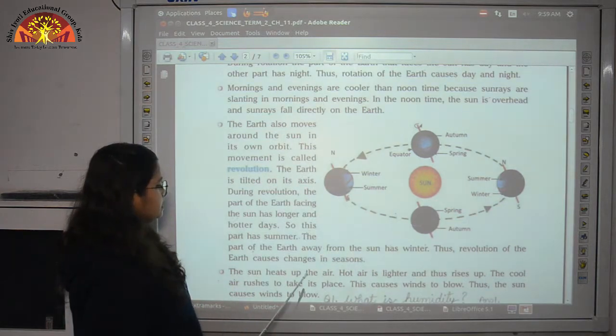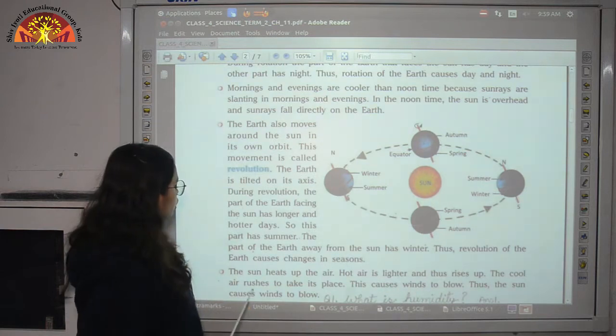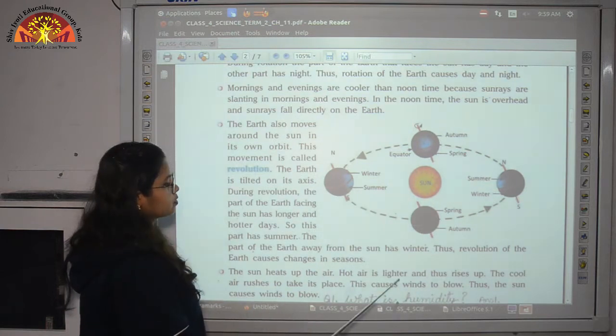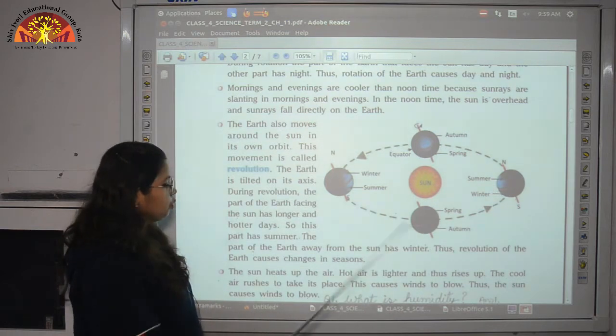Now the sun heats up the air, hot air is lighter and thus rises up. The cool air rushes to take its place, this causes winds to blow. Thus the sun causes winds to blow.